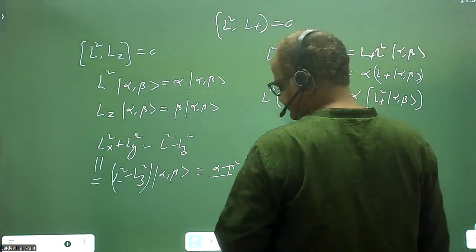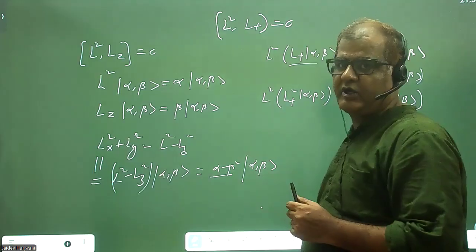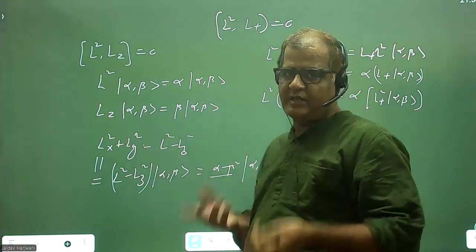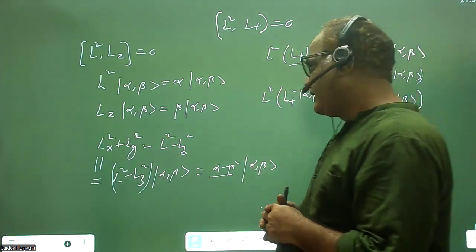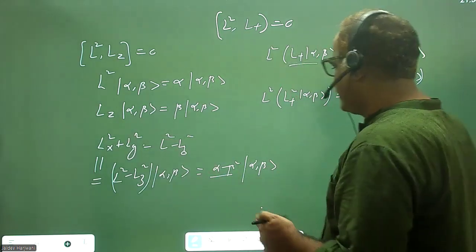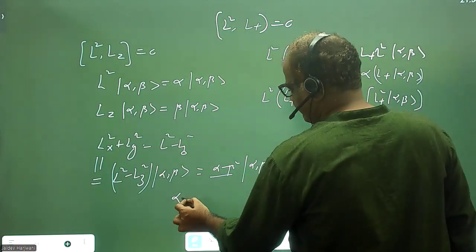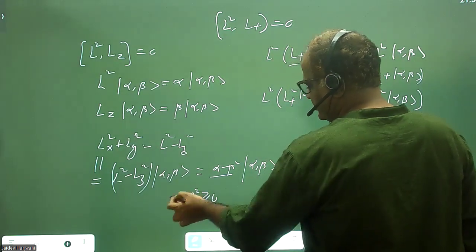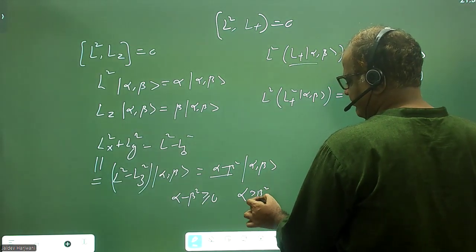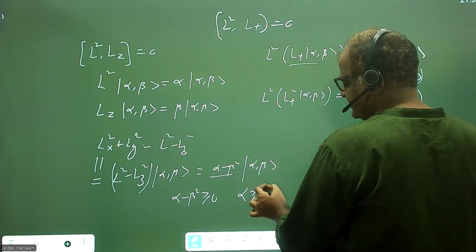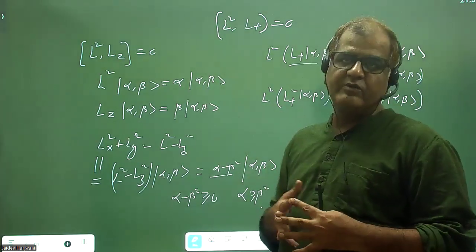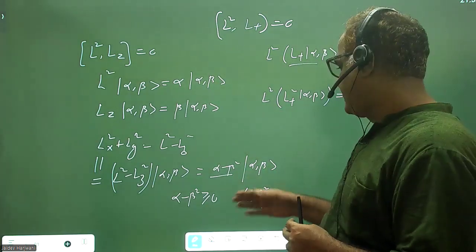Now alpha minus beta square cannot be negative, because Lx and Ly are Hermitian operators, so their eigenvalues have to be real, and since these are squares, the eigenvalue is a square. So this cannot be negative. So alpha minus beta square should be positive. At maximum, your alpha is greater than or equal to beta square. That means the beta value cannot increase beyond alpha. So there is a higher bound, and beta has an upper bound.